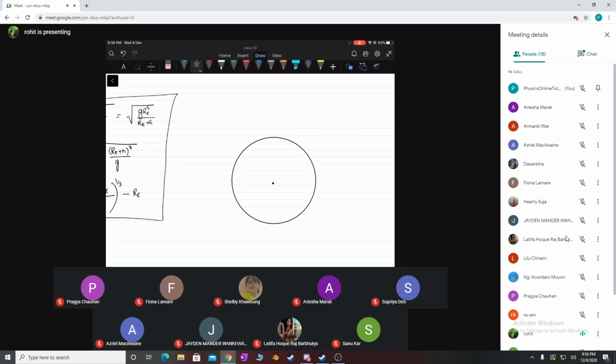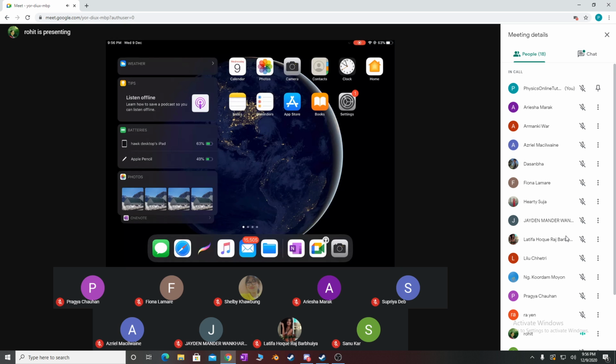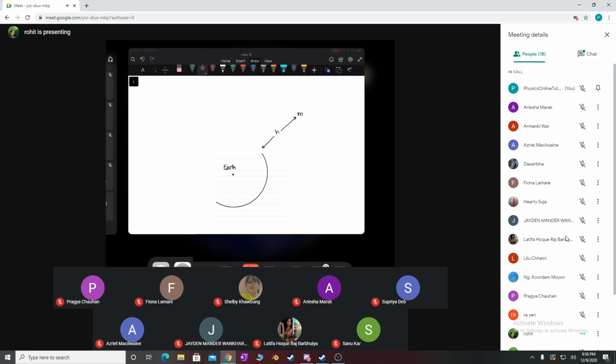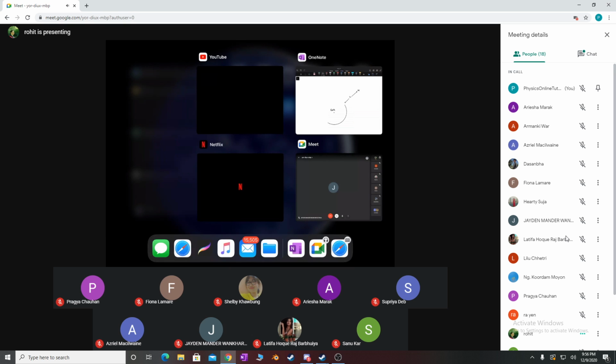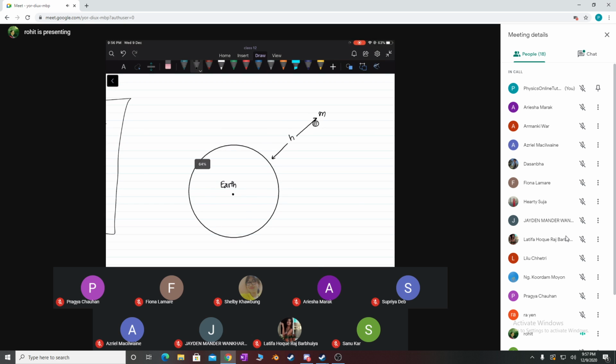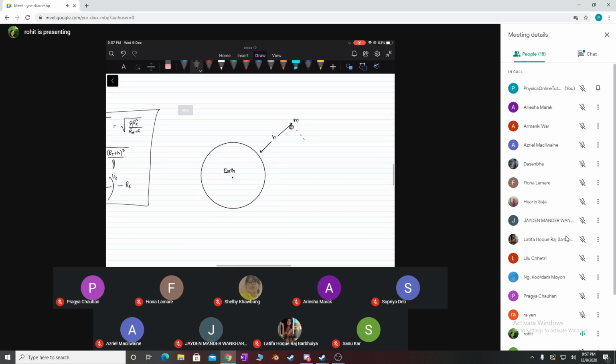You can do this anytime you want. This is Earth. This is the satellite I was talking about, at a height of H from the surface of the Earth. Where is the rest of it? Not visible. Okay, now it's visible. Be with me, you will understand what I'm doing.